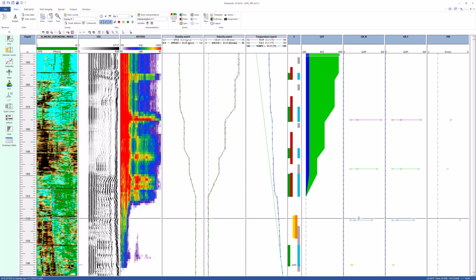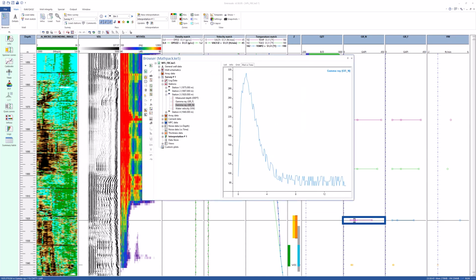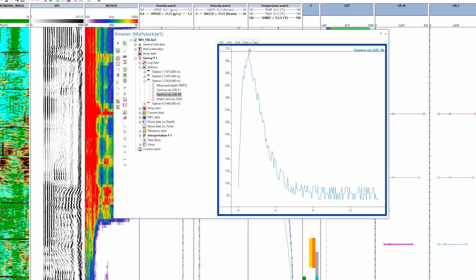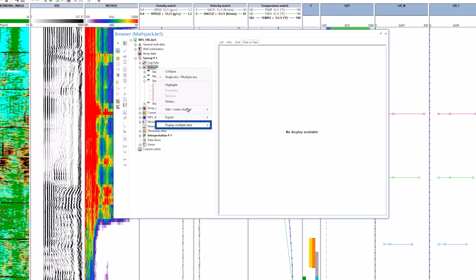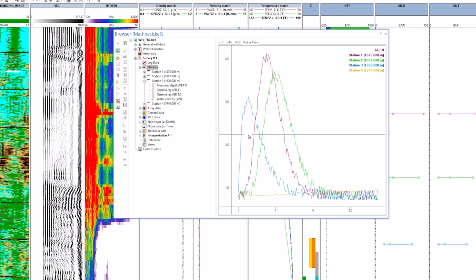As the cross-sectional area of the channel is not known, it would not be accurate to use the water flow log to calculate the flow profile, as shown previously. The gamma ray of the near detector for all stations is shown. Due to the presence of the pipe, the gamma ray is attenuated when the flow is behind casing.